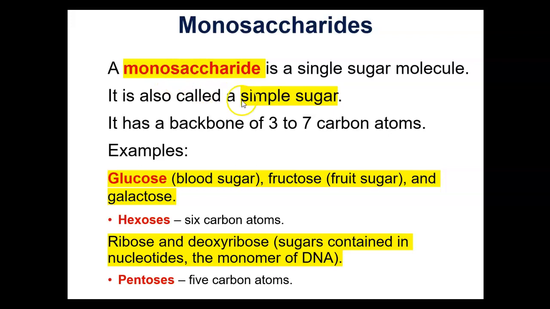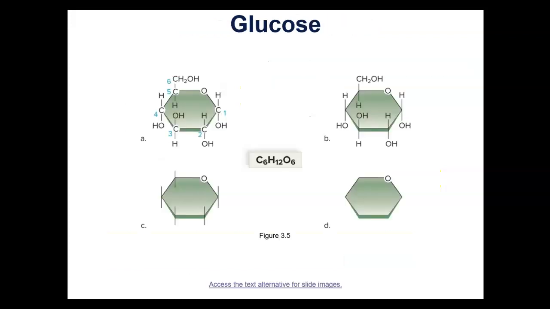All right, monosaccharides are also known as simple sugars. They tend to have 3 to 7 carbon atoms. And remember, if they've got 3 carbon atoms, then they have 6 hydrogen and 3 oxygen. Glucose is blood sugar, fructose is fruit sugar, and galactose is found in milk. These are 3 monosaccharides that have 6 carbon atoms each, so we call them hexoses. And then there are 2 pentoses with 5 carbon atoms. They are ribose and deoxyribose, and these are found in DNA and RNA.